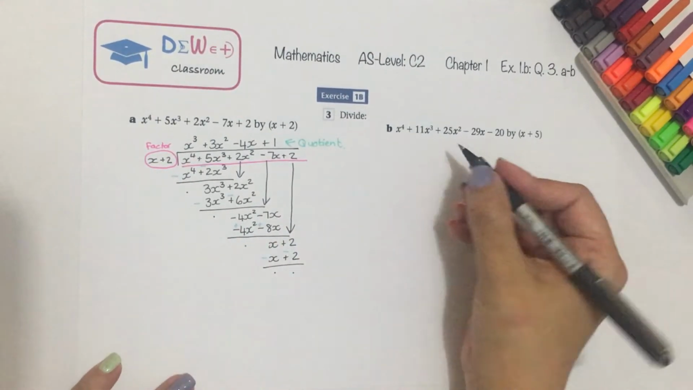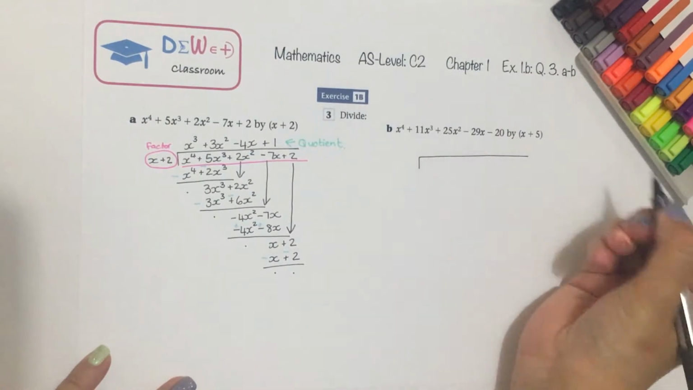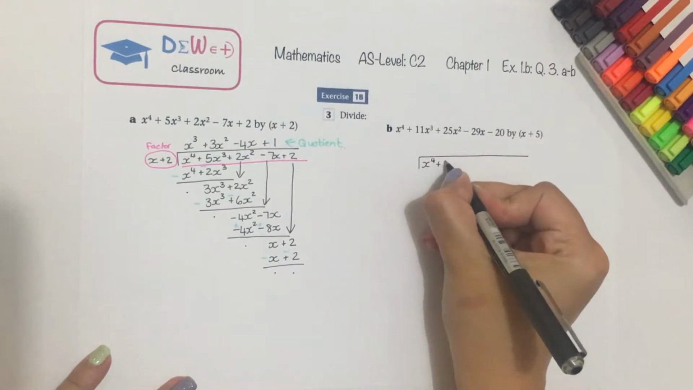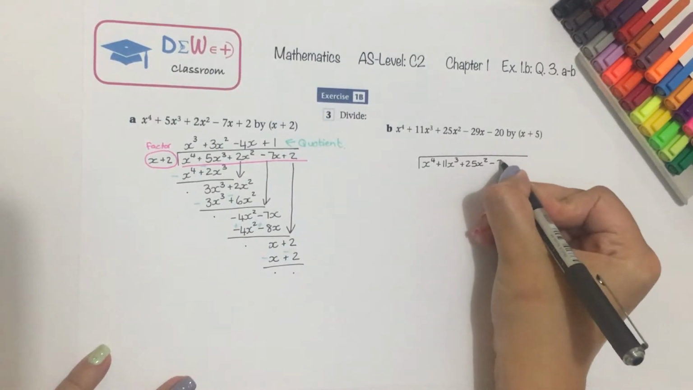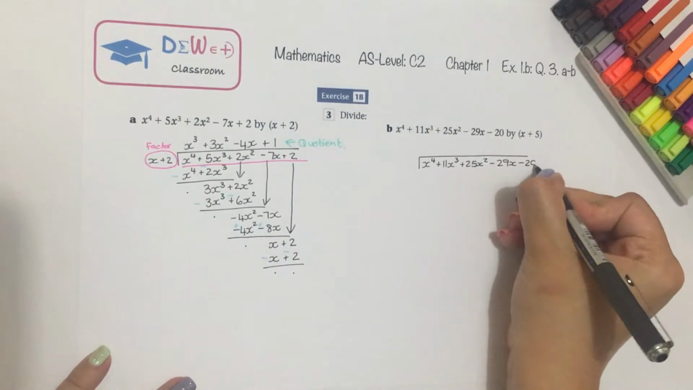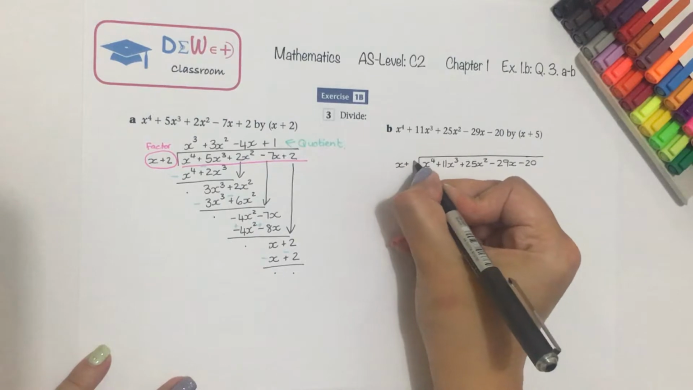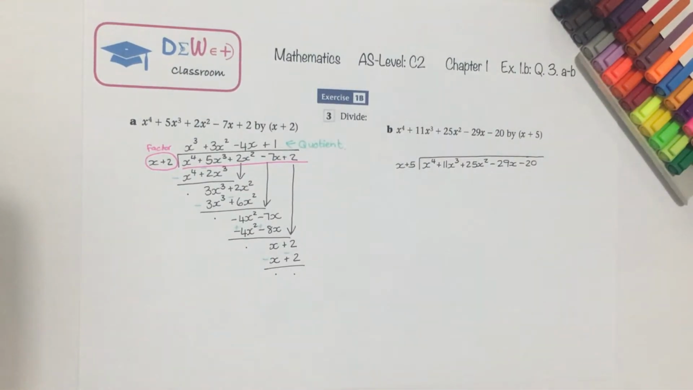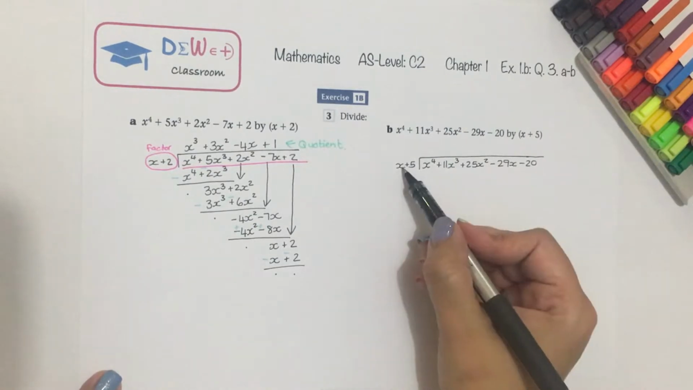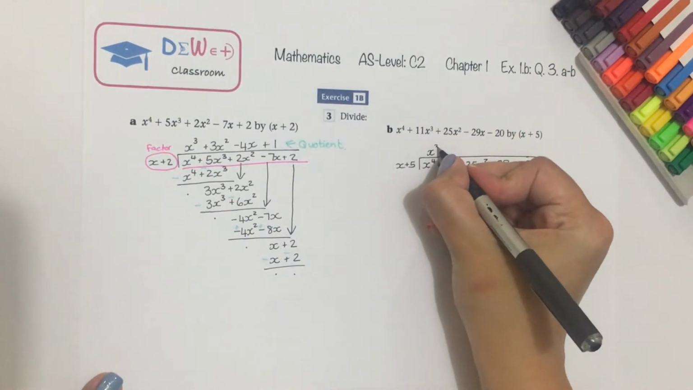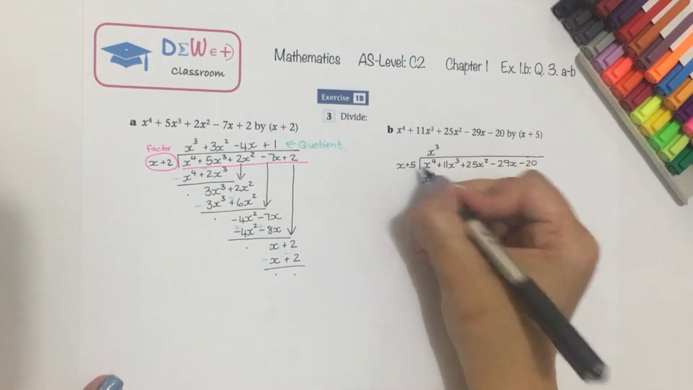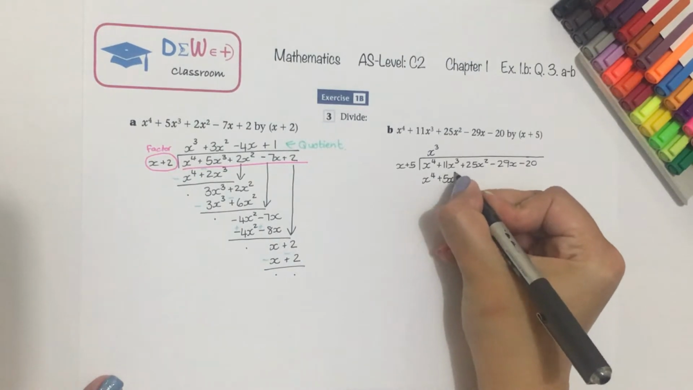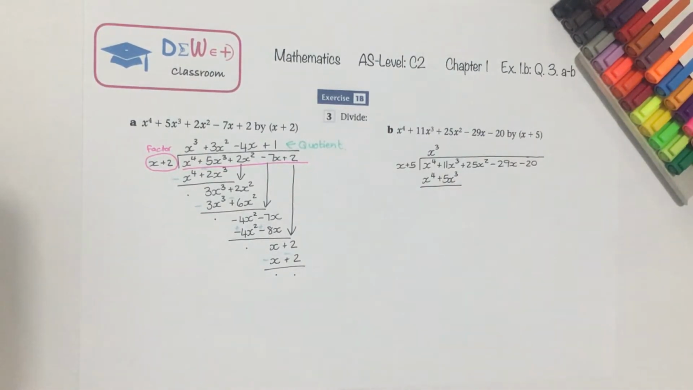Okay, number b. We rewrite it in long division form, so we get x to the power of 4 plus 11x cubed plus 25x squared minus 29x minus 20, all divided by x plus 5. Okay, we're going to start with x to the power of 4 divided by x is x to the power of 3. x cubed times x is x to the power of 4. x cubed times 5 is plus 5x cubed. Right, we subtract them from one another, so we need to change the signs.